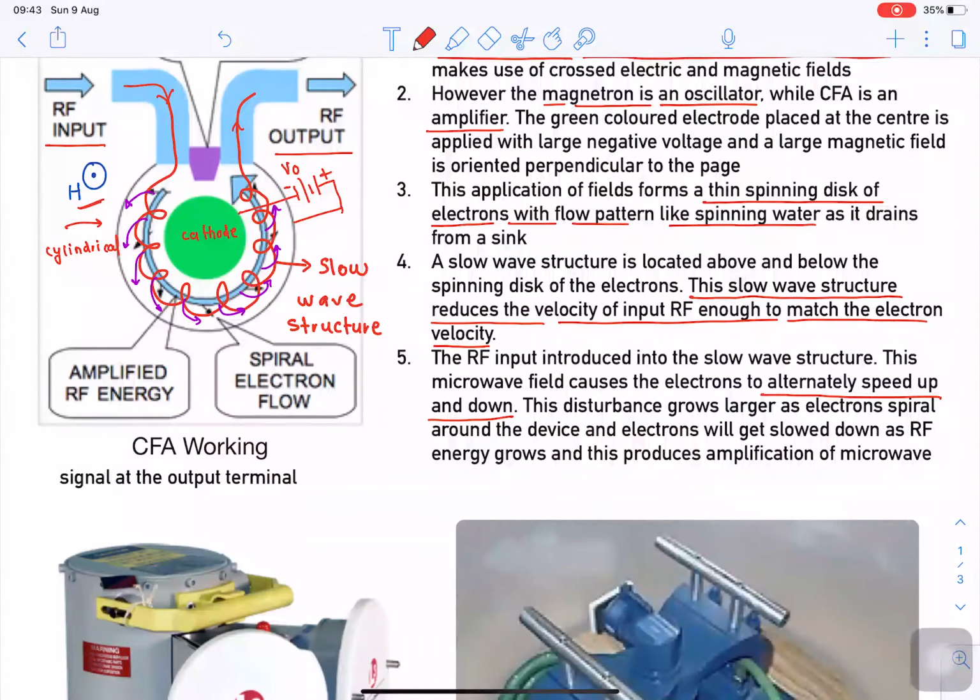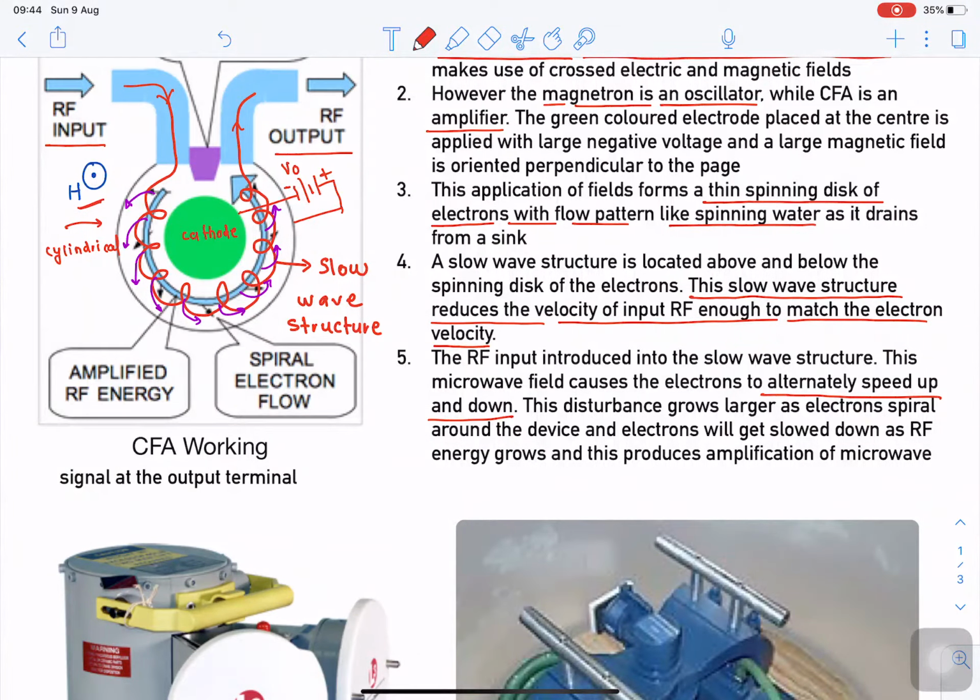are utilizing the slow wave structure, and the combination of electric and magnetic fields which are oriented perpendicular to each other, as in the case of a magnetron. So we are taking some features of a magnetron and some features of the traveling wave tube, and combining them together in order to develop a new hybrid type of tube which will perform better, in the way that it is going to produce much higher output in comparison to the magnetron and to the traveling wave tube.